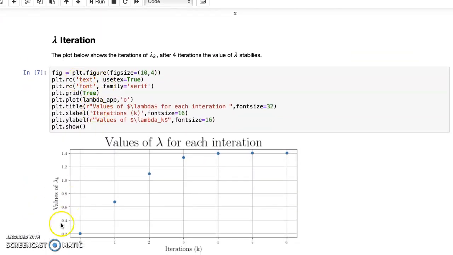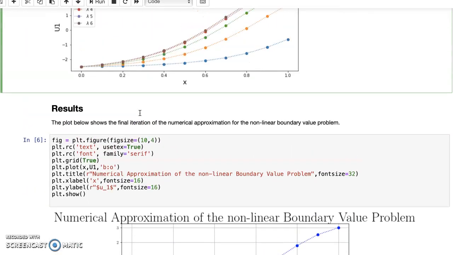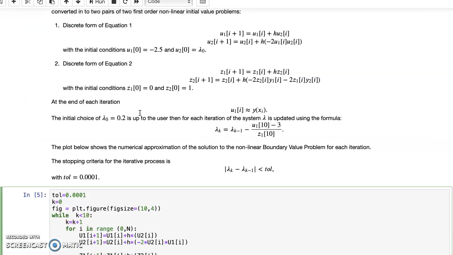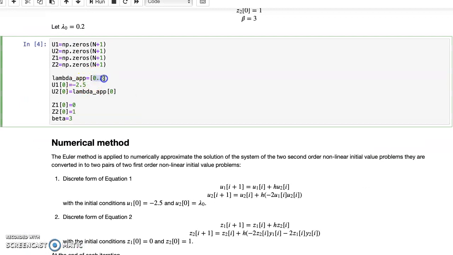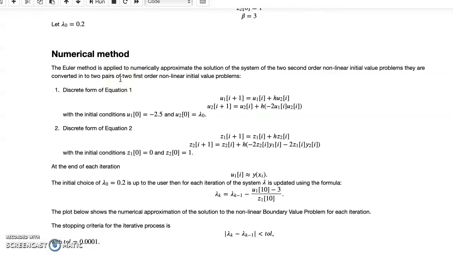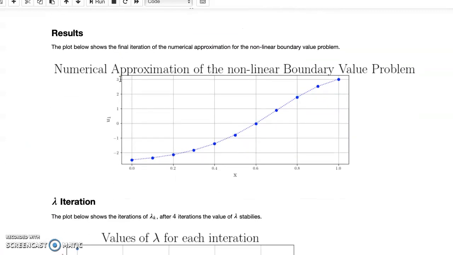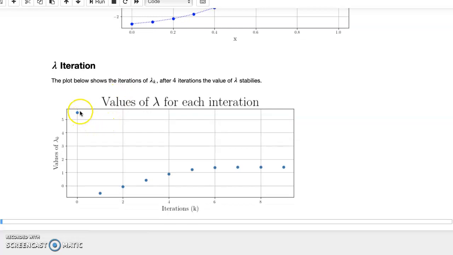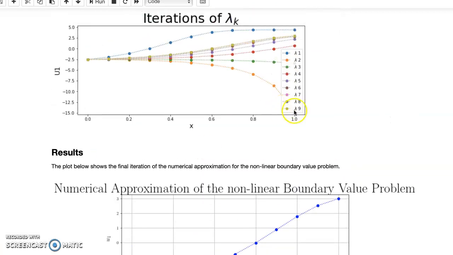Here are different iterative values for lambda, starting at 0.2, going up, and plateauing at 1.4. The value of lambda is what we're using as our stopping criterion because that's actually the right value. So I'm going to rerun this code very quickly, one time with a slightly different lambda. I'm going to choose lambda equal to 5.5 because that's starting above. Restart and run all. It started very high, it goes lower, and then once again it plateaus around the same value. It took 9 iterations in this case.